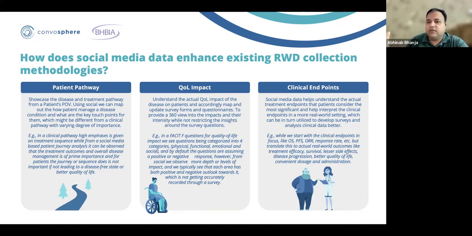They do not use the terms OS, PFS, ORR. Those are terms used in the clinical or medical community. But patients are looking for a better quality of life, something that really helps them live with the condition and have a better outcome. So this is what we try to do: map the actual reported outcomes from patients to the parameters used clinically.